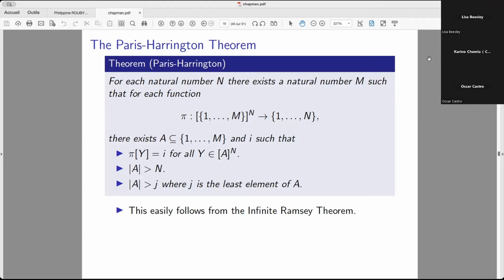So it's an amusing exercise that the Paris-Harrington theorem follows easily from the infinite Ramsey theorem, because an infinite set has more elements than its least element. So you can use a routine compactness argument. So in second order number theory, the Paris-Harrington theorem is true.